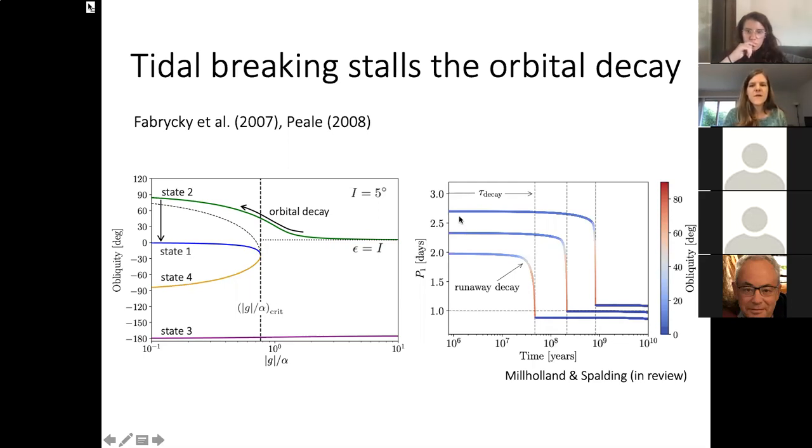On the right here, I'm showing a couple examples of this with different initial orbital periods. The color bar is the obliquity of the planet. You can see that the rate of decay eventually goes runaway, and the obliquity gets really high really quickly, and it eventually breaks out of state 2, goes back down to state 1. At this point, it's stalled at a much shorter orbital period. Because this runaway happens so fast, we're not really likely to see this process happening in real time. But there is one example of a system that might be currently undergoing this, which I could talk about more later if you're interested.